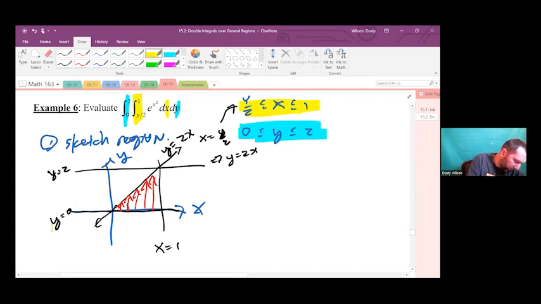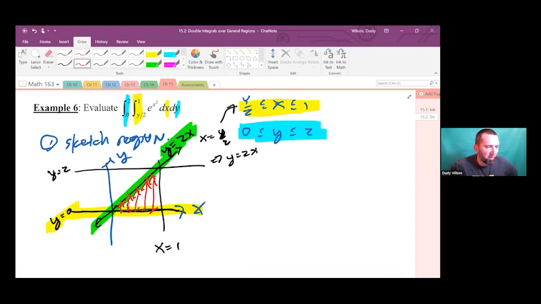Our bottom is x equals 0, and the top is here, y equals 2x. So all of our arrows start at y equals 0, and all of our arrows end at y equals 2x. We're going to go, a left endpoint is going to be at x equals 0, a right endpoint is going to be at x equals 1.